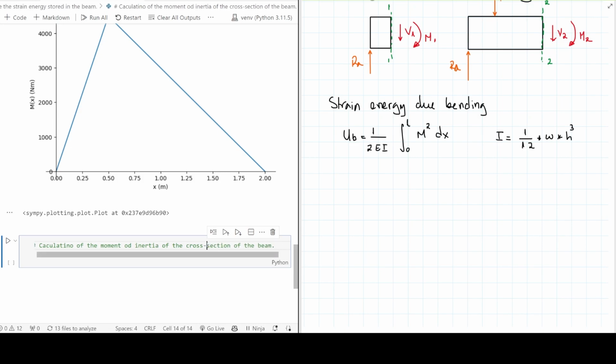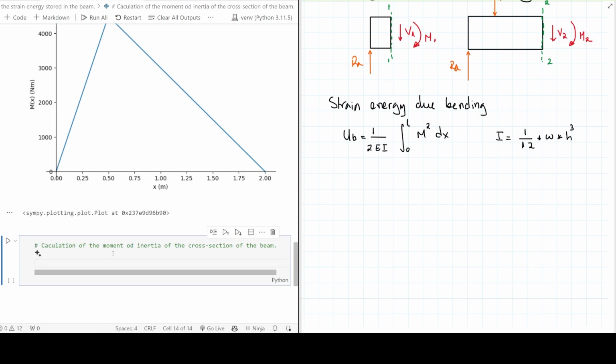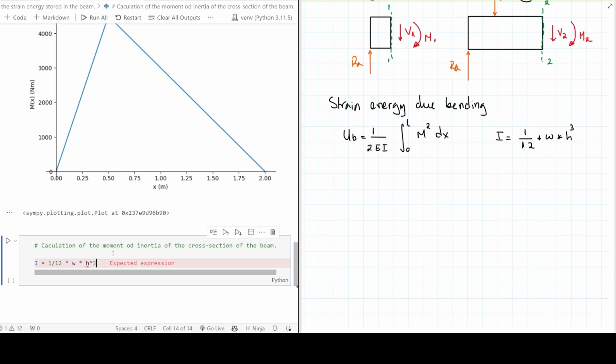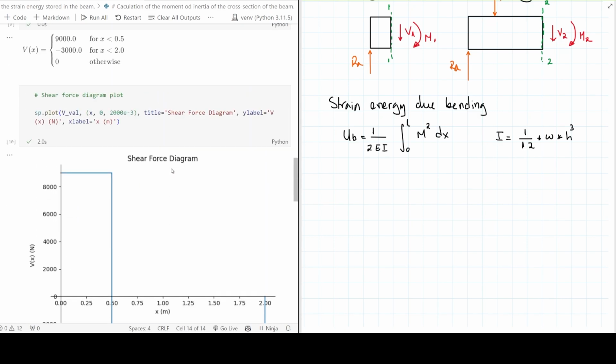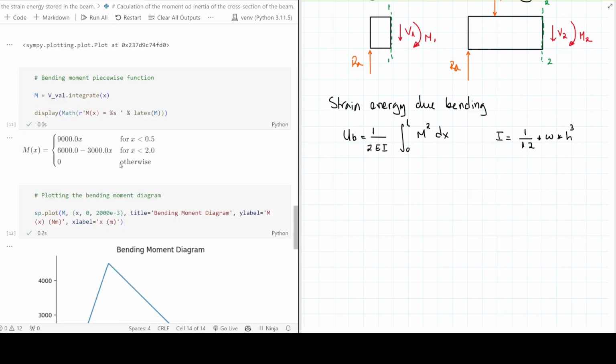I could just put it like this, and then, perfect. So I equals to what? Look at it. Oh my goodness, this is scary. So it already knows what I'm going to do. Let me rewrite. So it's going to be 1 divided by 12 times W times H to the power of 3. Sorry, this is not. And we define as symbols H and W. Awesome.